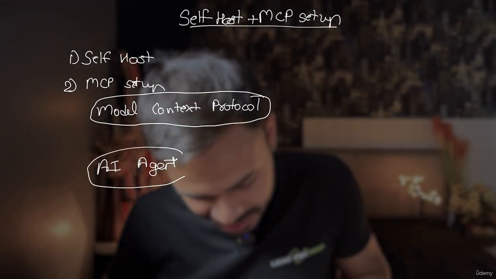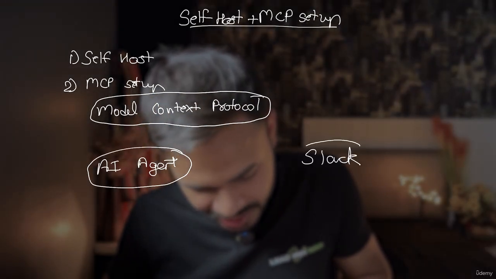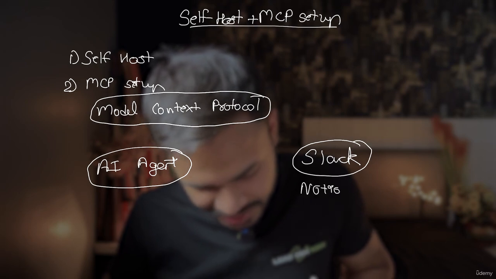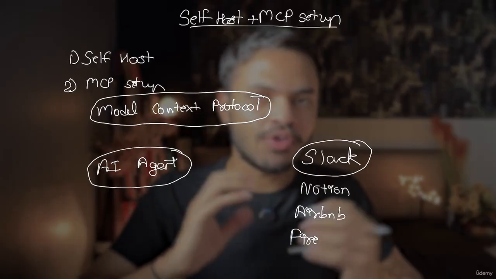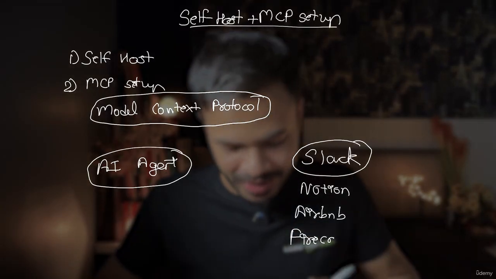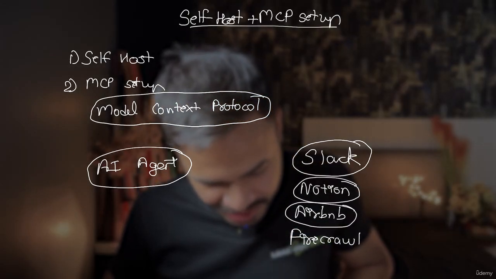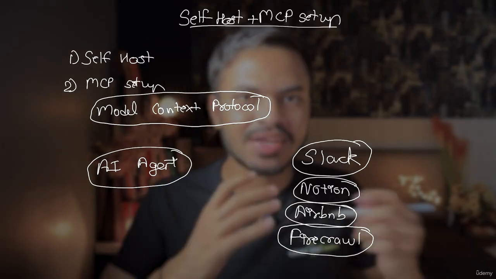So MCP is basically a standardization protocol that allows our AI agents and AI tools to connect with the web. For instance, if we want to connect our AI agent to Slack or any application that you want. It can be Notion, it can be Airbnb, it can be, let's say, Firecrawl if we want to scrape information from the website or from the web. So we want to connect our AI agent with all of these external applications.